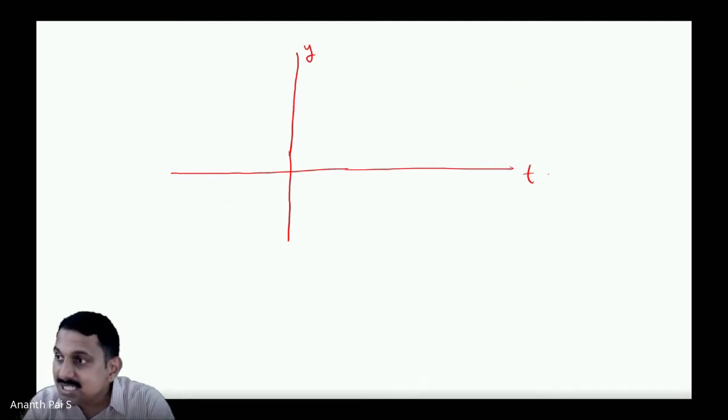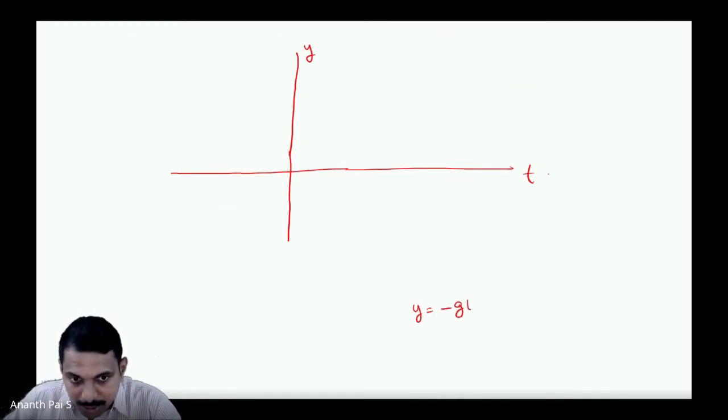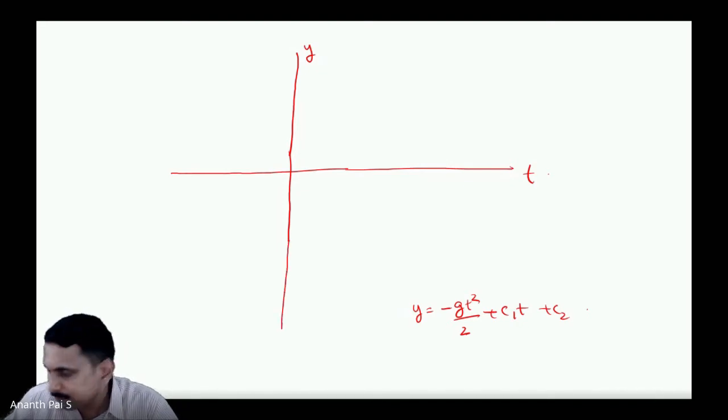It is a second order equation. What is the equation we have got? We have got y is equal to minus gt square by 2 plus c1t plus c2. Now, if you put C1 and C2, let us understand this. When t square becomes large, y comes below. Y is high initially, later on it reduces. That's how it is, is it not?